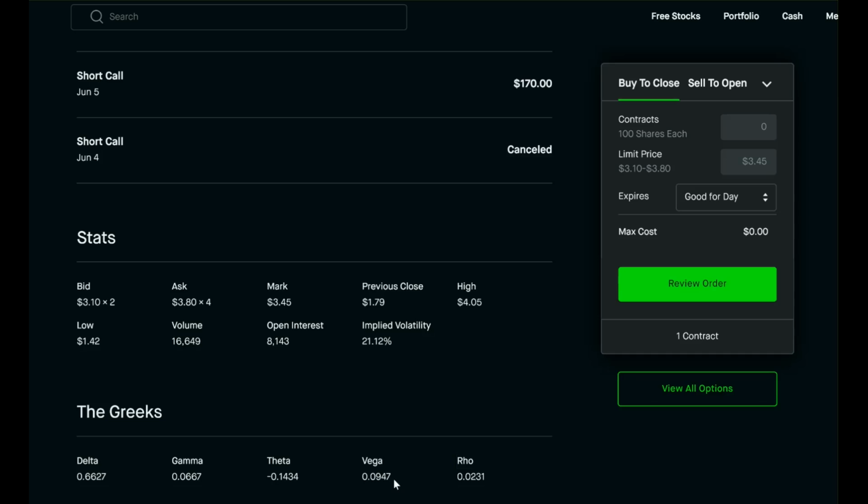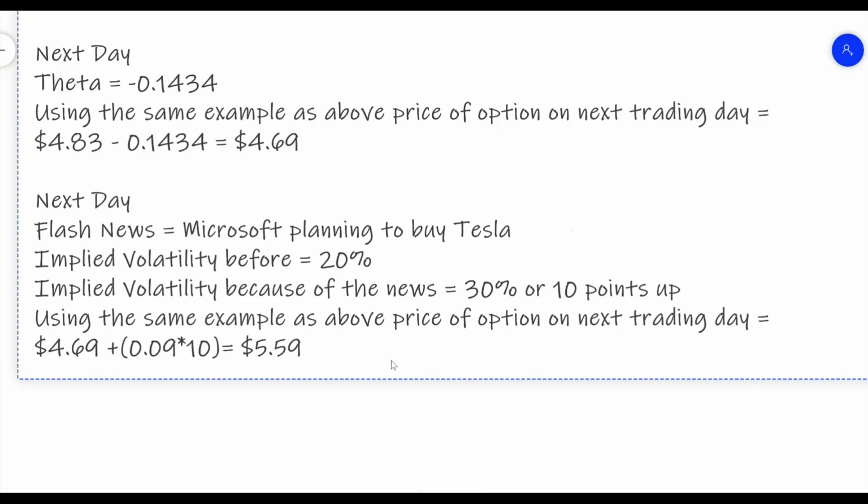Using the same example that we used before, it's another day, and there's a flash news. Microsoft is planning to buy Tesla. Implied volatility went through the roof. It was 20% yesterday, and now it's 30%, or 10 points up. And we already know that for each point up in the implied volatility, the Vega represented 9 cents.